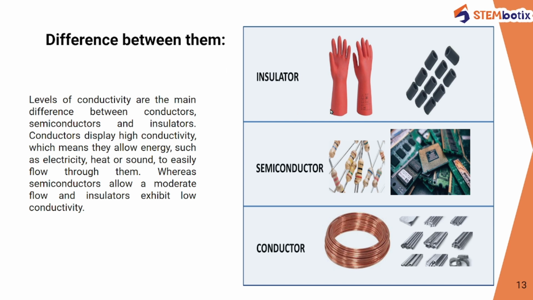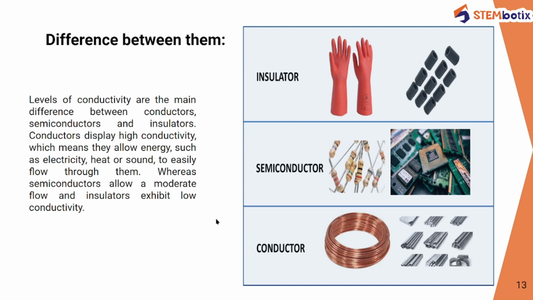Insulators you can easily see in different current protection devices like in the gloves, or you can say the coatings. Now these are the semiconductors. Semiconductors are used for manufacturing of different kinds of ICs or resistors, and these are the conductors which are used to make different kinds of cables.